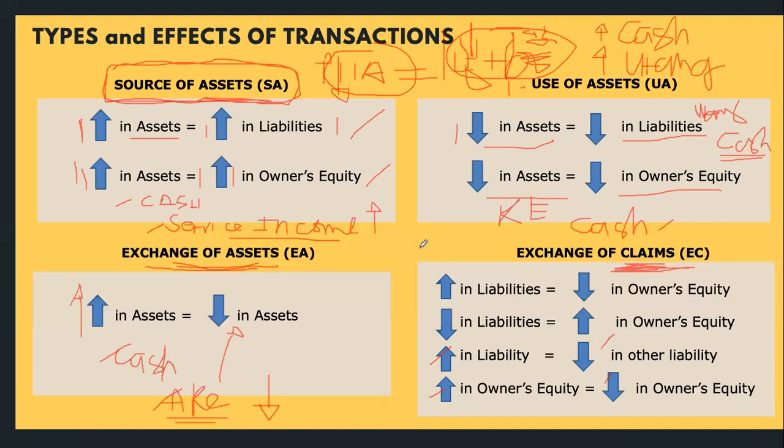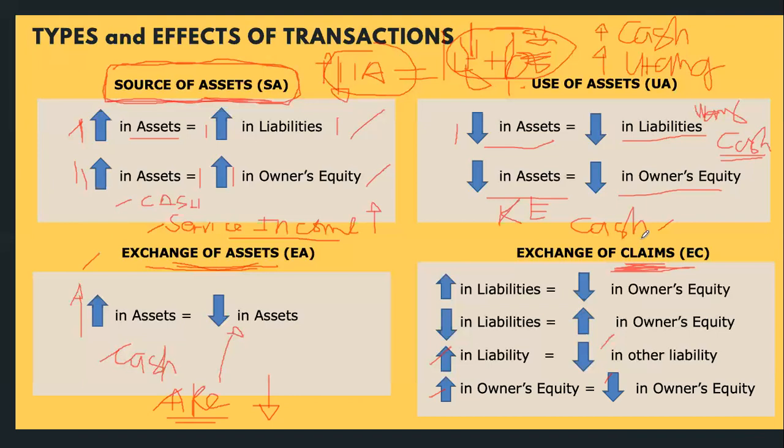So, again, we have types of transactions. You have source of assets, use of assets, exchange of assets, exchange of claims. Tapos, we can identify the type of transaction based on the effect of the transaction. So, these are the effects under source of assets. So, increase in asset equals increase in liabilities. Increase in asset equals increase in owner's equity. Under exchange of asset, ni-increase ang asset at the same time, ni-decrease ang asset. Use of asset, ni-decrease ang asset at the same time, ni-decrease ang liabilities. Or ni-decrease ang asset at the same time, ni-decrease ang owner's equity.